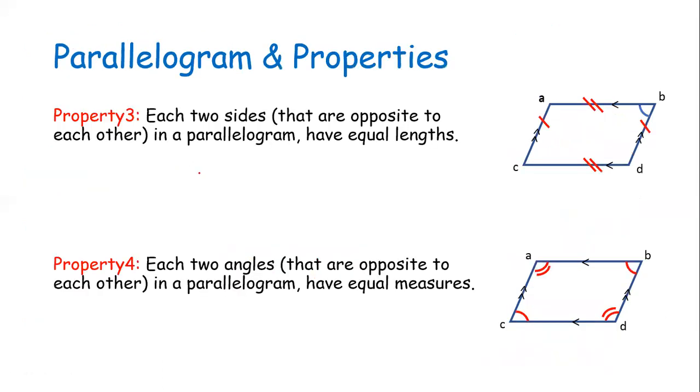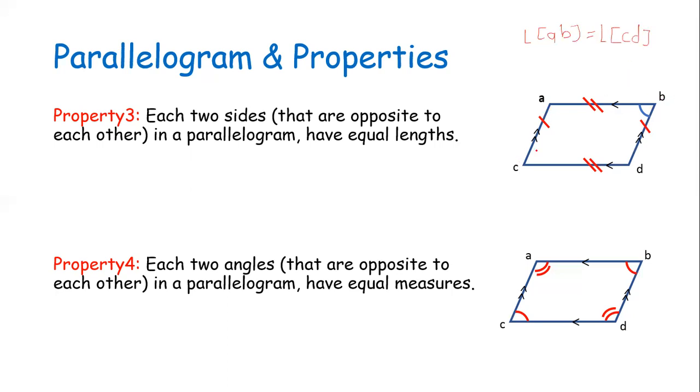So the next property: each two sides that are opposite to each other in a parallelogram have equal lengths. So we have here AB and CD are two opposite sides in this parallelogram. They are parallel first, based on the definition of the parallelogram, and also they are equal in length. And we write this as the length of AB is equal to the length of CD.